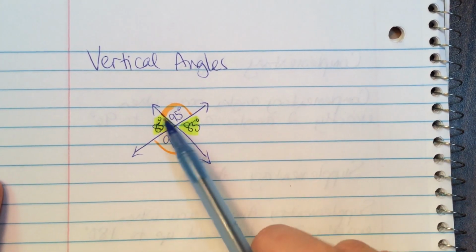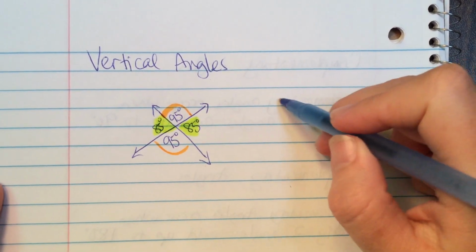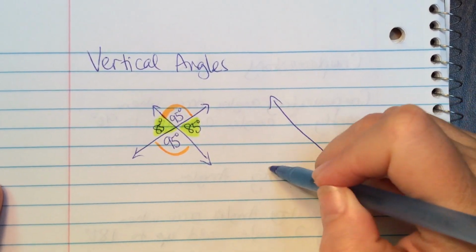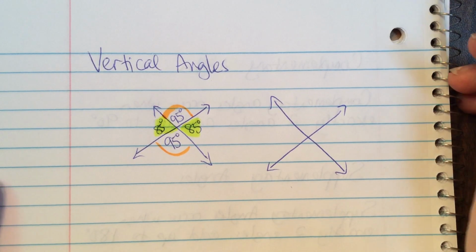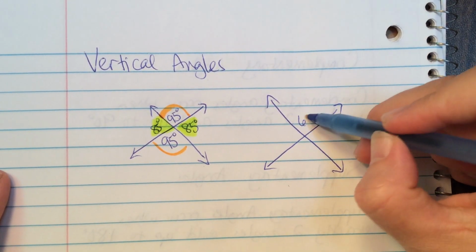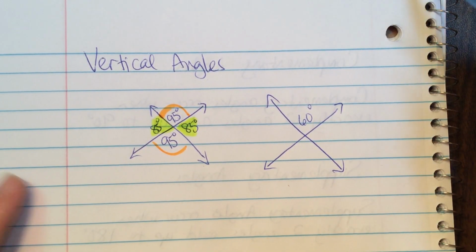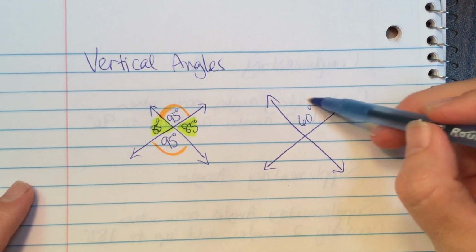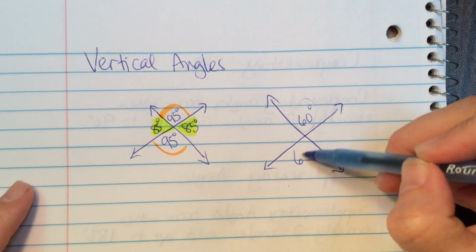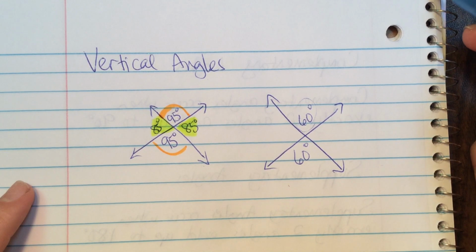In reality, they only need to give you one of the angles. So watch this. Let's say they gave me, this was 60 degrees. Well, here's what I know. If this one's 60, so is this one. So I can fill that one in.